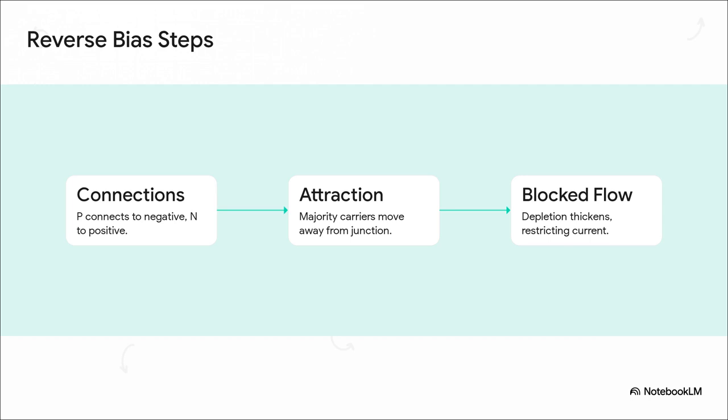Because both are pulling away from the junction, that middle barrier, the depletion width, thickens up drastically. This restricts almost all of the majority current flow. You're left with just a very tiny, minor leakage current caused by minority carriers. So it's effectively blocking the electricity altogether.